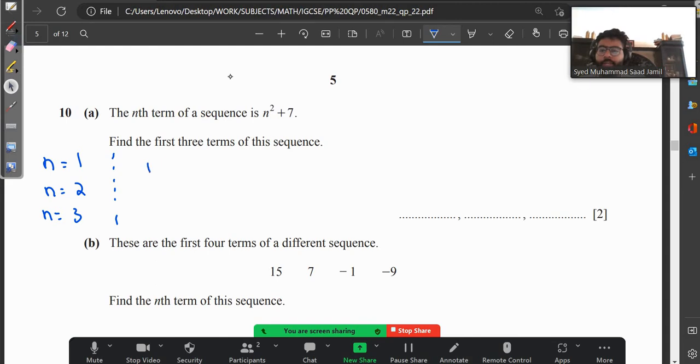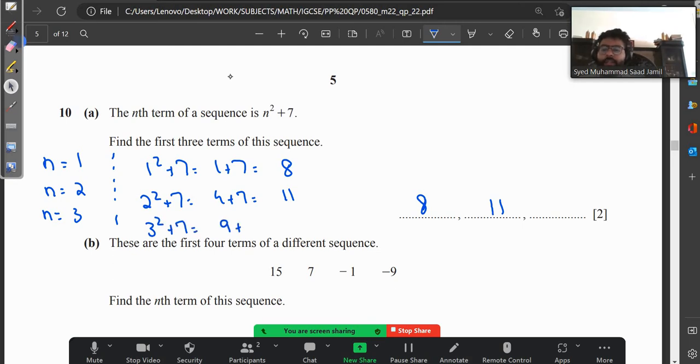So I will just write 1 squared plus 7, that's 1 plus 7. 1 plus 7 is 8. First term is 8. Then I will just do 2 squared plus 7. 2 squared is 4. 4 plus 7 is 11. Second term is 11. Then I will do 3 squared plus 7. 3 squared is basically 9. 9 plus 7 is 16. So the third term is 16, and that's how you solve it.